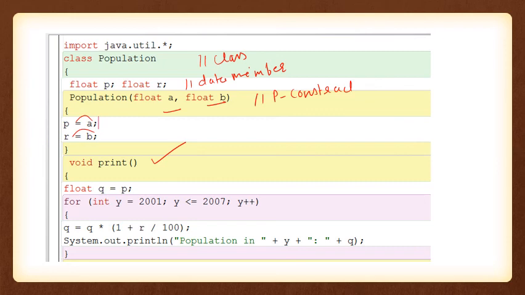Store the value of P in a variable Q. Start the loop. You have to calculate from 2001 to 2007. So int y equal to 2001, y is less than 2007, and y plus plus. Then calculate q equal to q into 1 plus r divided by 100, and that is the population in the year stored in y. That population value is stored in variable Q.